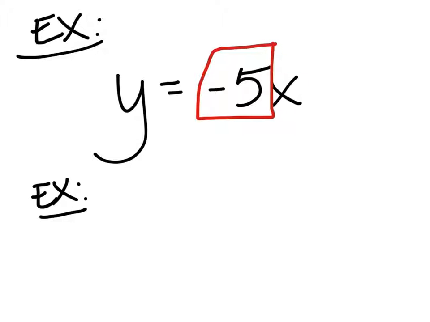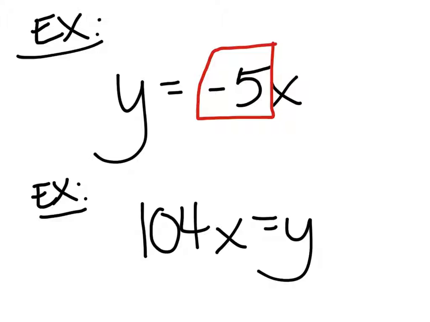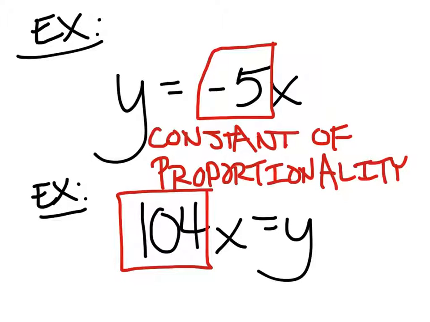Done. So give me a number. 10. 4. 10. 7. 4. 3. y equals 104x. What's the coefficient of x? 104. That's your constant of proportionality right there. Yes, Morgan? Those are the constants of proportionality.